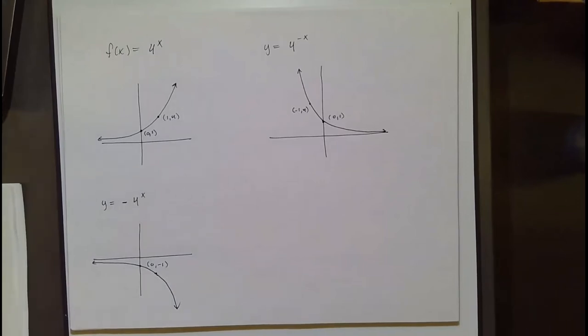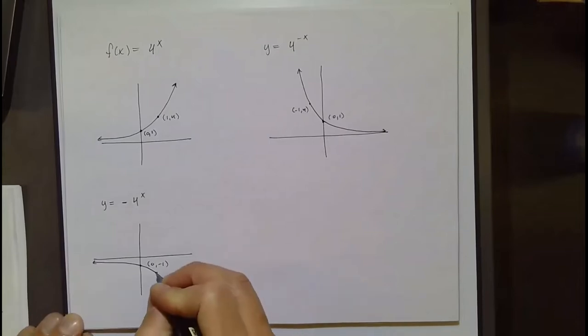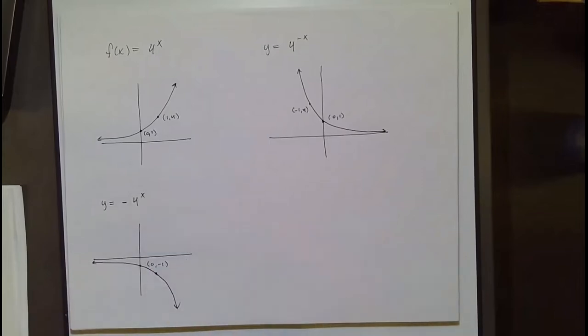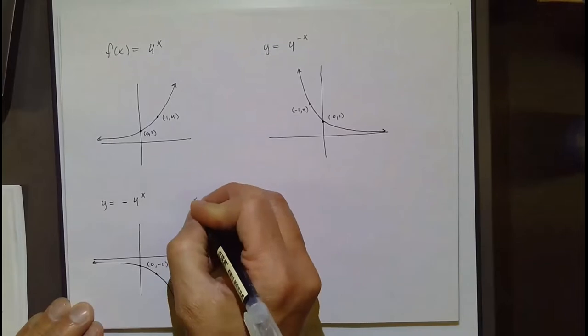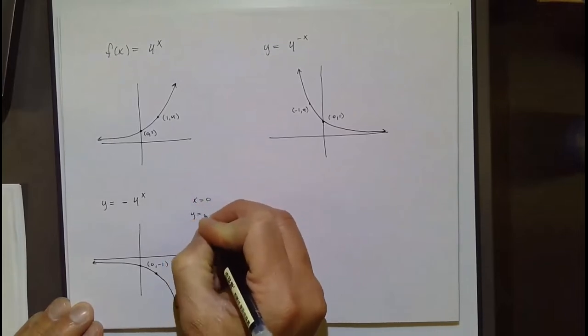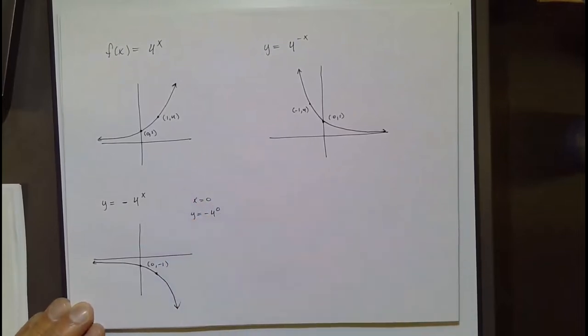Okay. So if we were to plug in 0 for x, so if x equals 0, y is going to equal negative 4 to the 0. And when we see that there, it's important to remember that the power part happens first. So we do 4 to the 0, which is 1, and then we get negative 1.